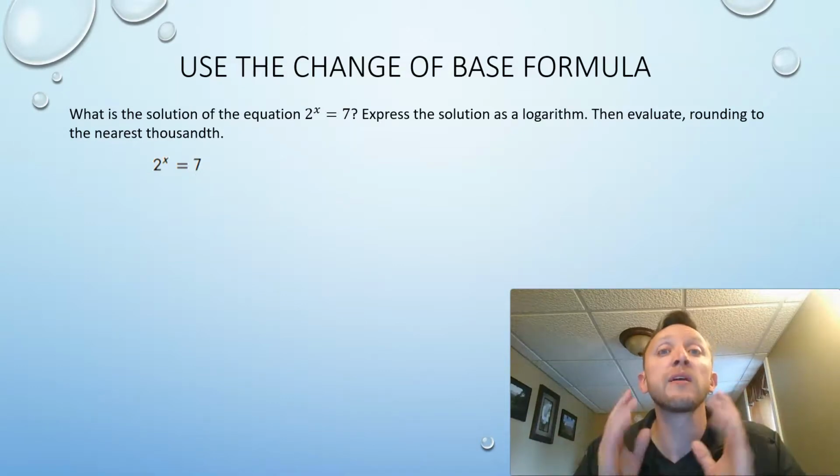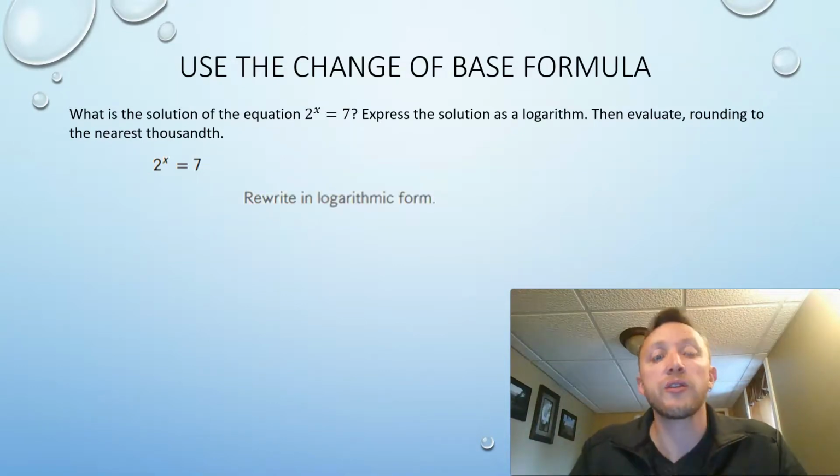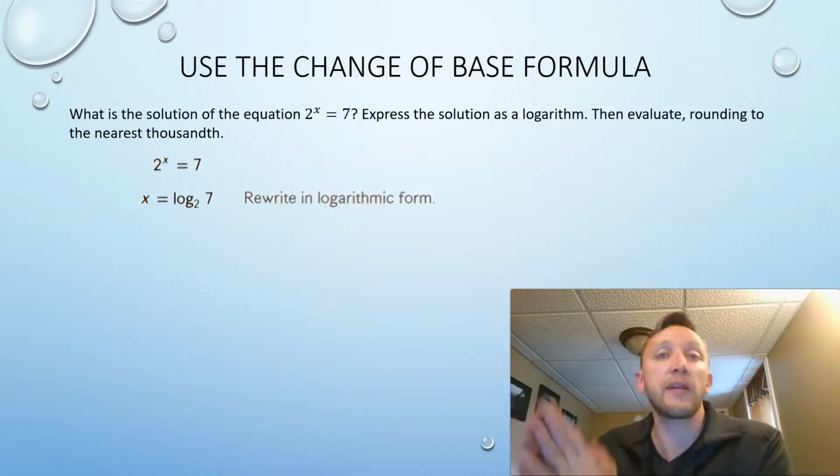But our base is by itself. It's isolated already. So next, we're going to rewrite it in logarithm form. So remember, our base is 2. So that's going to be our base for our logarithm. And our value, what 2 to the x equals, is 7.